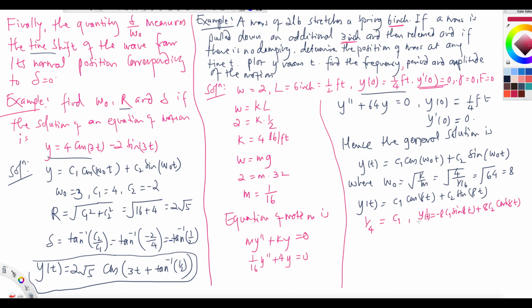That is for general t. But if you take t equals 0, you get 0 equals negative 8 times sine 0, which is 0, because 8 times 0 is 0, plus 8 C2 times cosine 0, which is 1. So C2 is 0. You got C1 is 1/4 and C2 is 0. So what is the final version of the solution? Hence y of t equals 1/4 cosine 8t. That is the final solution.